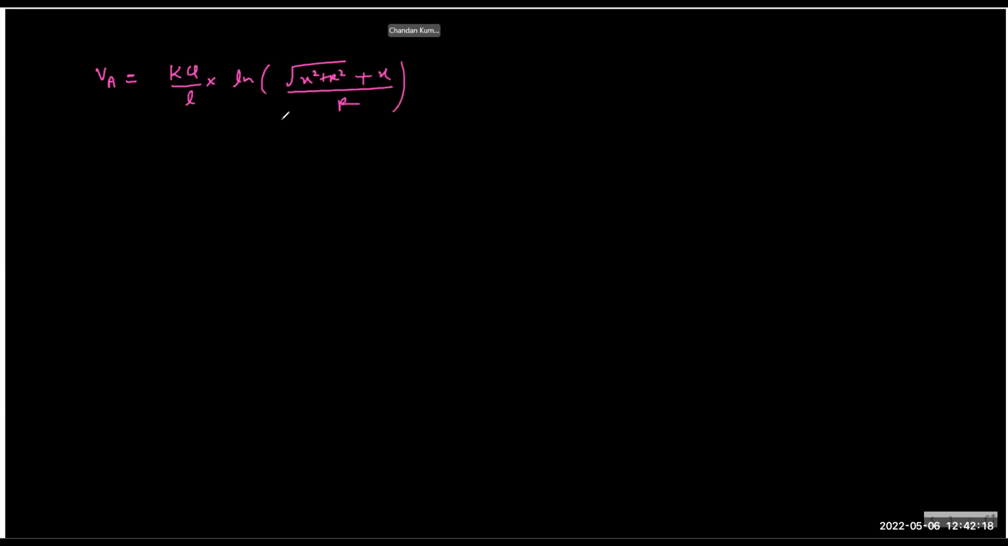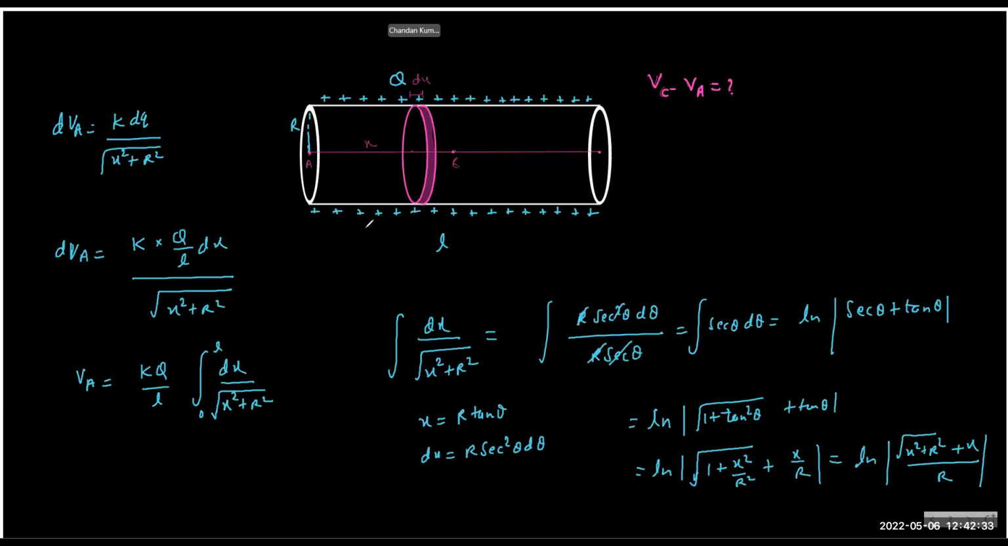Yes, sir. Now we have to put the limit also, from 0 to L. Right? Yes, sir, L by 2. Right, sir. For the A part, it will go from 0 to L. For C, it will go from minus L by 2 to plus L by 2.